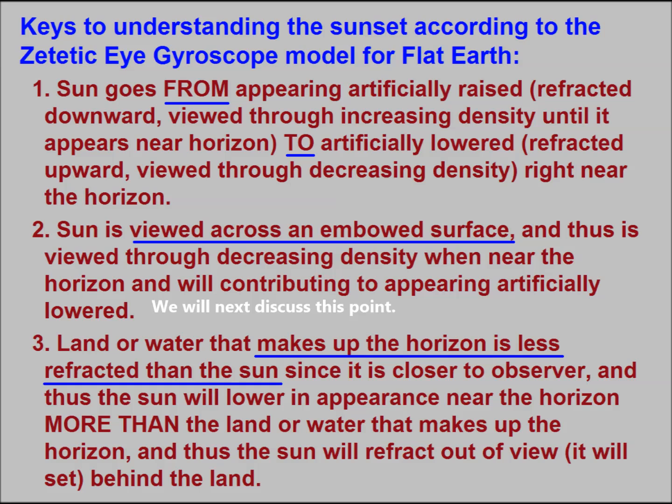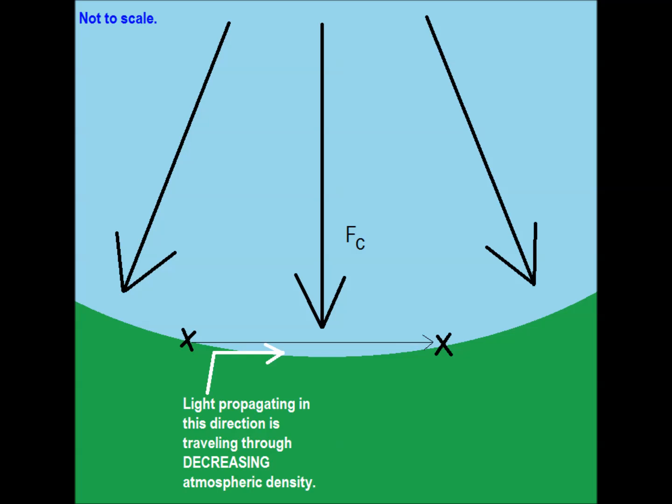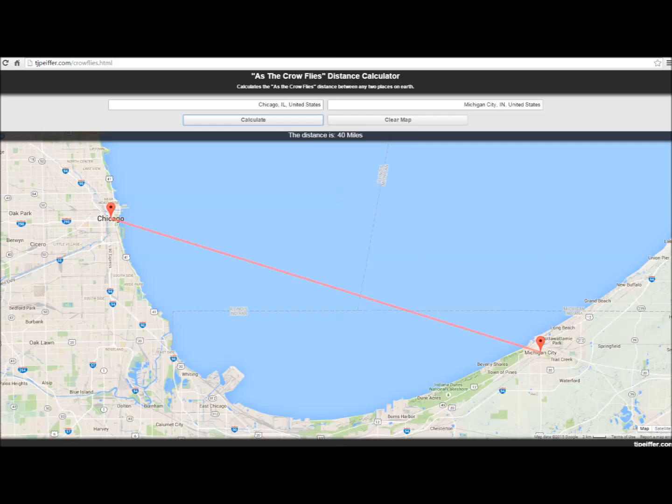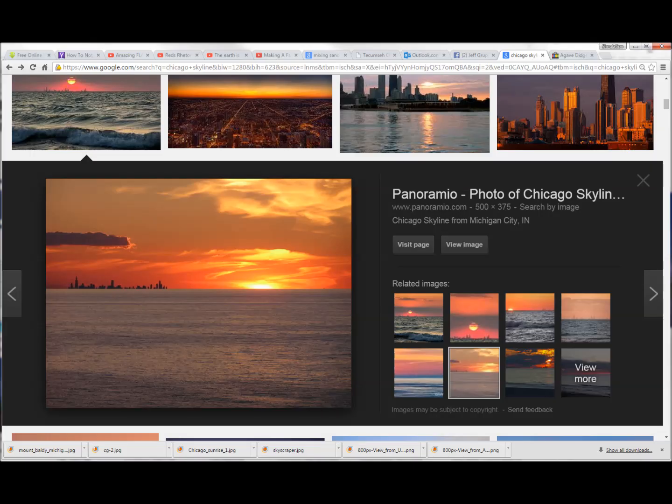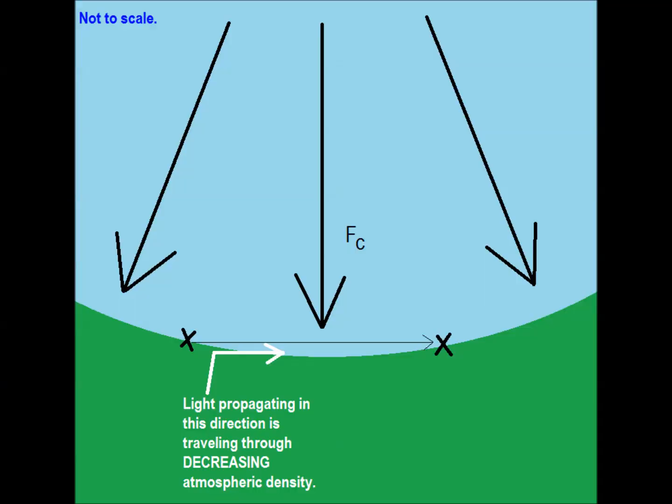The second important point in understanding how the sunset occurs on the Zetetic gyroscope model is that sunlight appears across an embowed Earth plane. This is probably the central point in understanding the sunset on the Zetetic gyroscope model. It also leads to the conclusion that any object viewed sufficiently far in the distance on the horizon will be artificially lowered in appearance, giving rise to the illusion of curvature of the Earth, since progressively further in the distance, more and more lowering will happen.